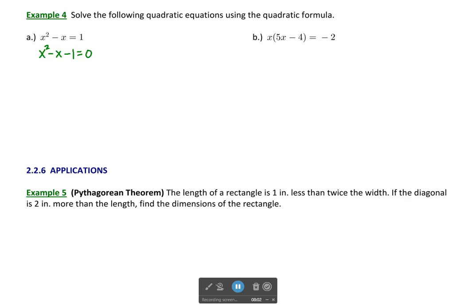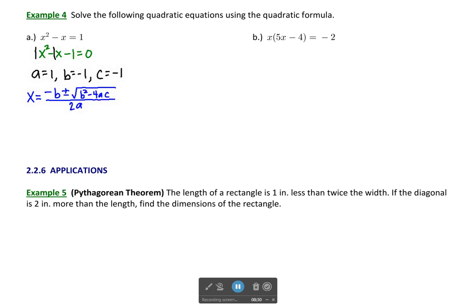So now we're going to identify our coefficients. So the leading coefficient a is equal to 1. That's this number right here. b, the coefficient of my linear term, is negative 1. And c, the constant term, is negative 1. So we're going to plug these into our quadratic formula. So I want to rewrite it right here. I hope you're singing the song.